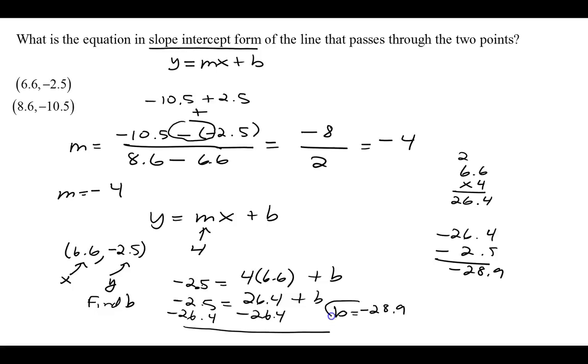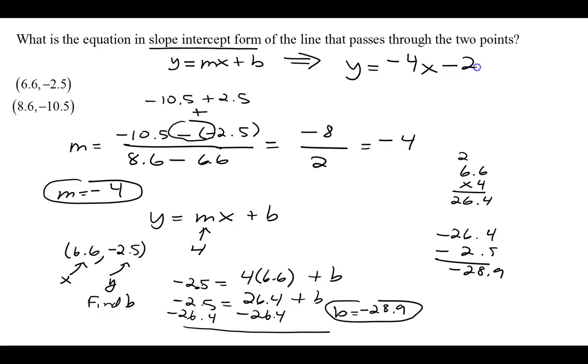And so you have your b, you have your m, just put them together. The answer to the question is y equals negative 4x minus 28.9. You put the m in and you put the b in, slope-intercept form.